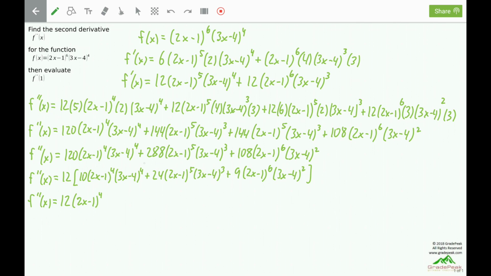And then the 3x minus 4, we have a 4th power, a 3rd power, and a 2nd power. We can take it out to the 2nd power, the lowest of each of those. So 3x minus 4 to the 2nd power.